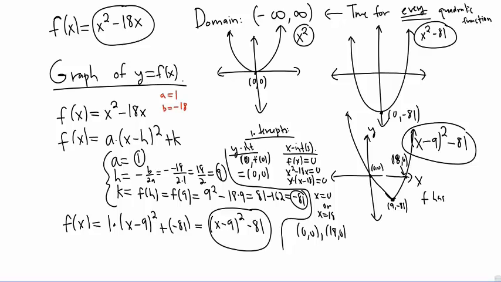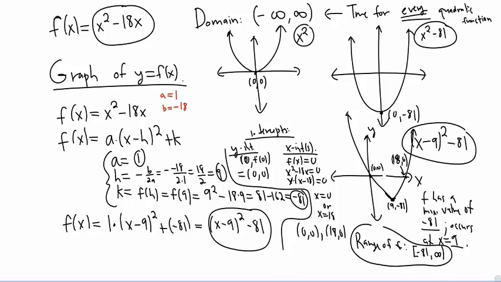So f has a minimum value of minus 81 and that occurs at x equals positive 9. The range of f is, well, the minimum value is minus 81. And the graph rises unboundedly, so we see that the range is minus 81, positive infinity, including that endpoint minus 81. The range is that.